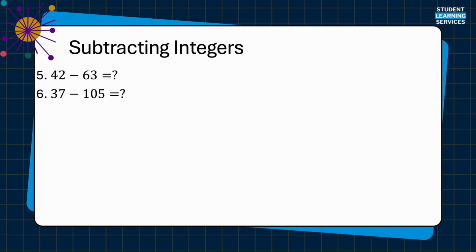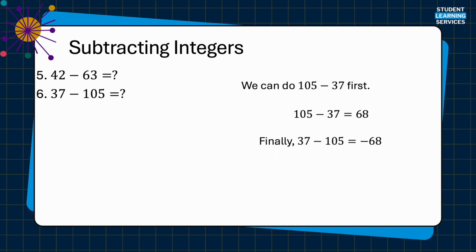Let's look at another example, 37 minus 105. Can you pause the video and give it a try first? Because 37 is less than 105, we will first do 105 minus 37. What is that equal to? That will be equal to 68. Therefore, 37 minus 105 is negative 68.